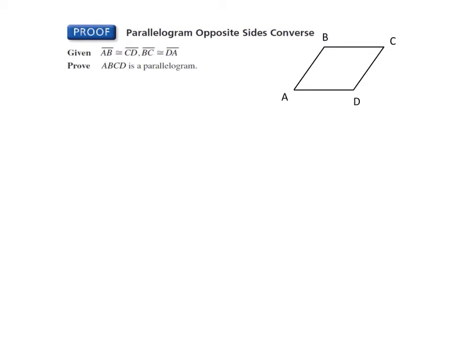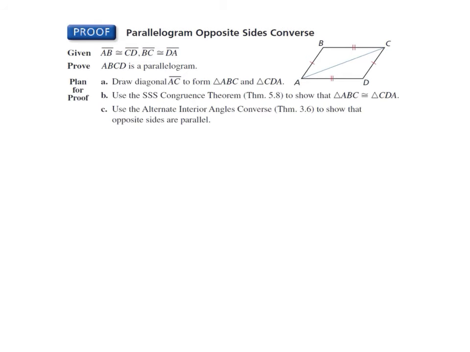So we know that we're given AB is congruent to CD, so let's mark our picture. And then also construct a diagonal from A to C. So our plan is that we'll construct this diagonal, and we'll ultimately want to prove these two different triangles congruent, and then we can use the alternate interior angles converse to show that the opposite sides are parallel. So let's start our proof.